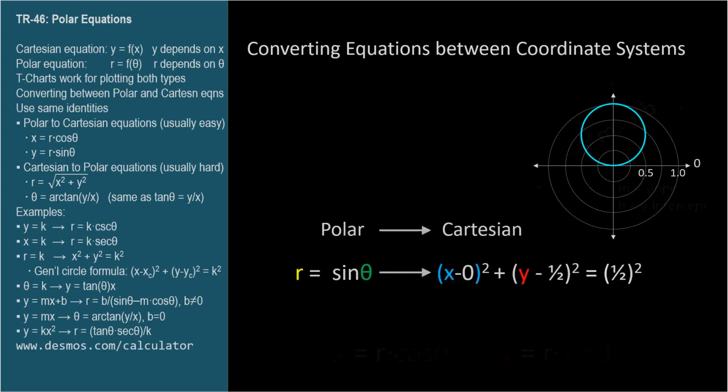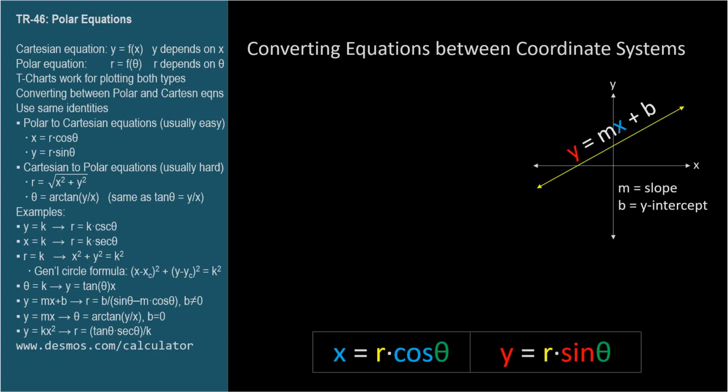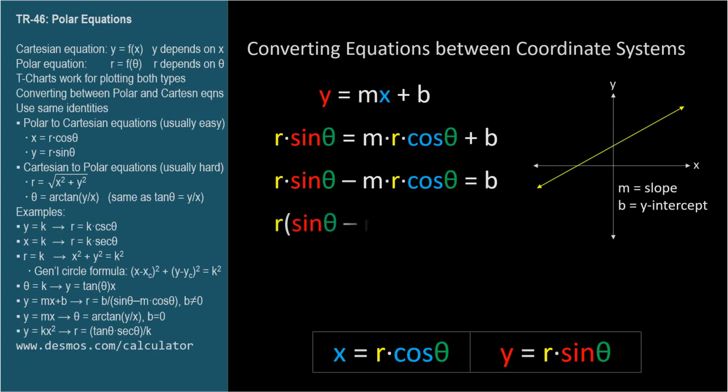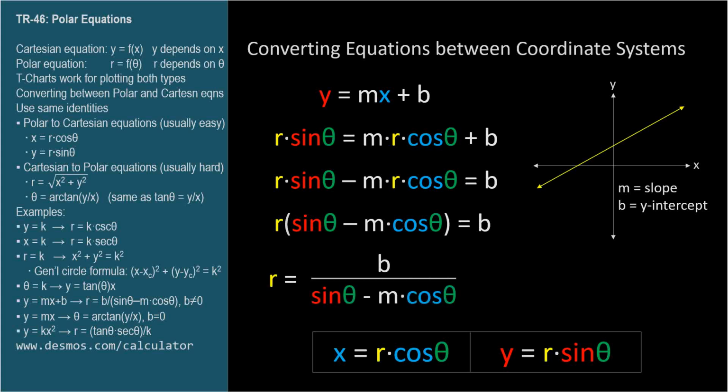Let's convert another Cartesian equation to polar, a straight line in the form y equals mx plus b, where m is the slope and b is the y-intercept. Remember, m and b are constants, not variables. x equals r cosine theta and y equals r sine theta. We want to isolate r to have r equal some function of theta. So let's subtract m times r cosine theta from both sides. Factor out the r, then divide both sides by sine theta minus m cosine theta to get r in terms of theta: r equals b over sine theta minus m cosine theta.